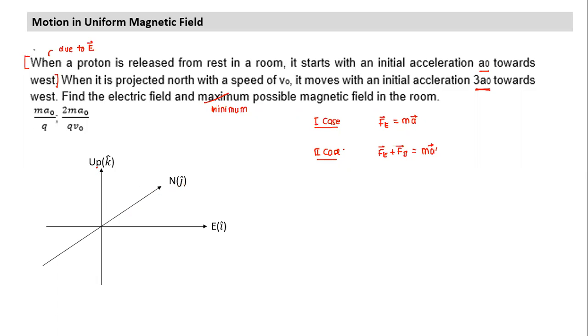North is J cap, upward direction is K cap. Let's try and understand the first case. So what has happened? In the first case, what is given? What is A naught in that first case? Can I write A naught in vector form?